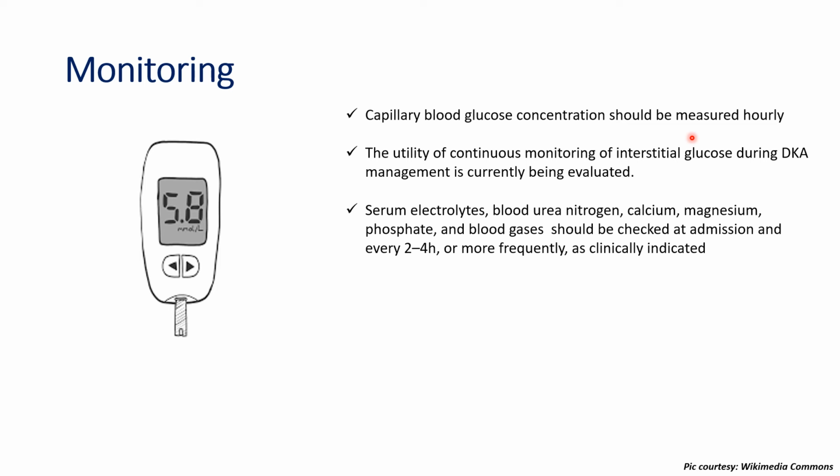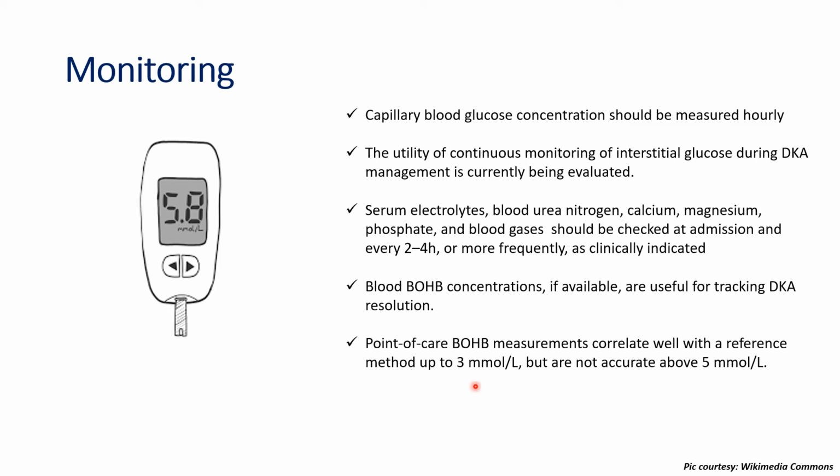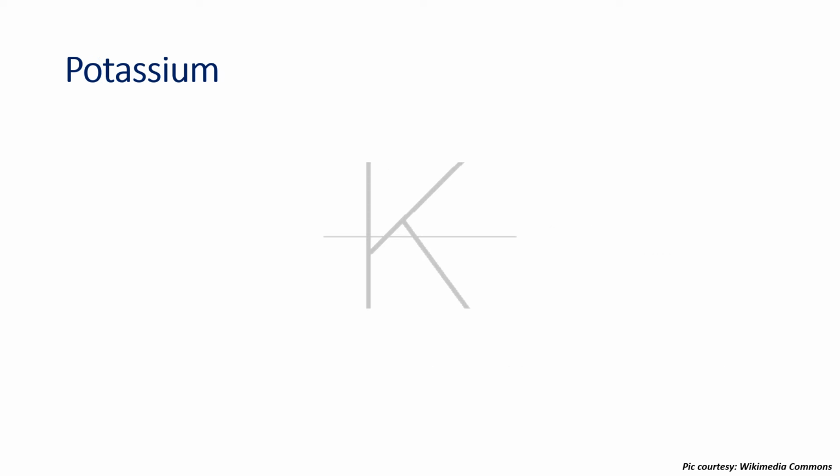Serum electrolytes, blood urea nitrogen, calcium, magnesium, phosphate, and blood gases should be checked at admission and every 2 to 4 hours or more frequently as clinically indicated. Blood beta hydroxybutyrate concentrations, if available, are useful for tracking DKA resolution, and point of care beta hydroxybutyrate measurements correlate well with the reference method up to 3 millimoles per liter but are not accurate above 5 millimoles per liter.